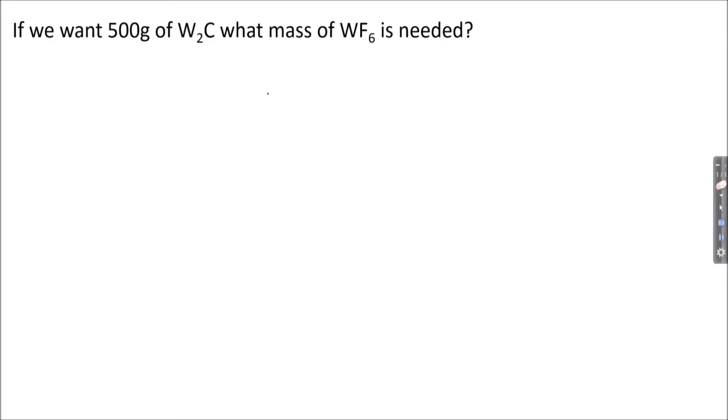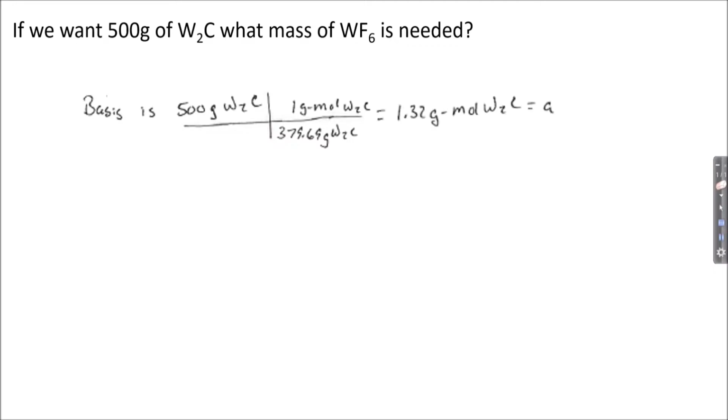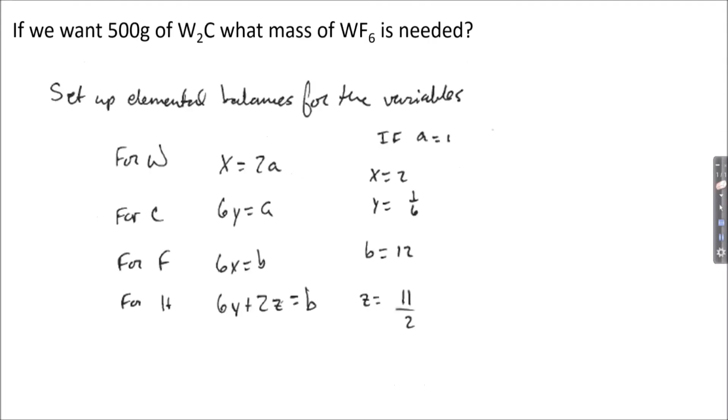So the question is, if we want 500 grams of tungsten carbide, what mass of tungsten hexafluoride is needed? Our basis is 500 grams. We know the molecular weight of tungsten carbide is 379.69 grams. We can find that off of our handy-dandy periodic table. We now know that we have 1.32 gram moles of tungsten carbide, and we assign that variable A. So let's go back. Here, X equals 2A for tungsten.